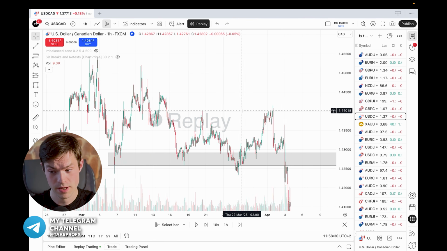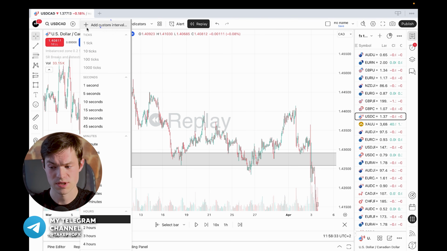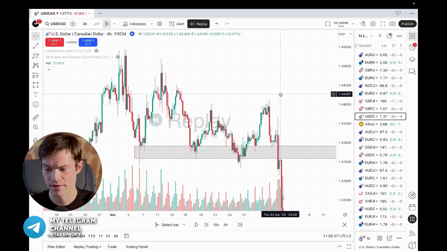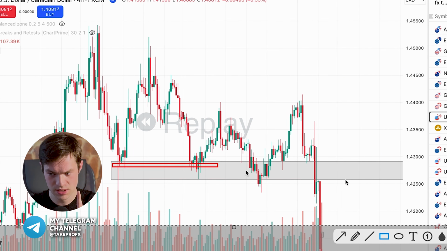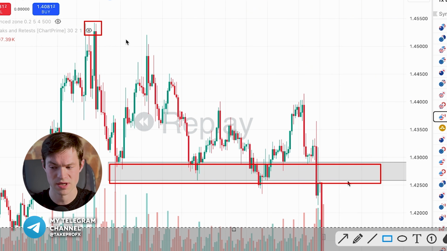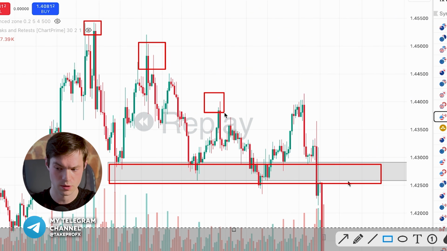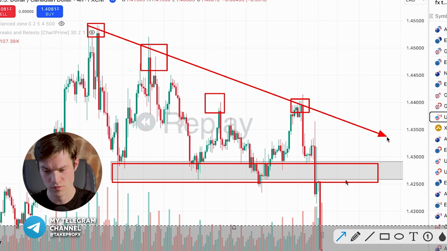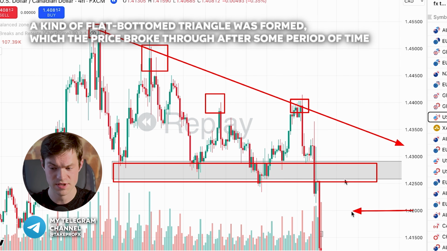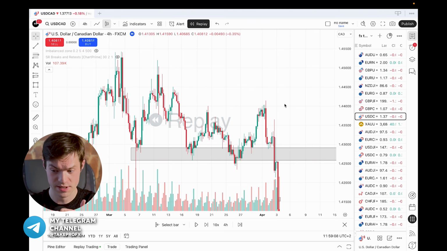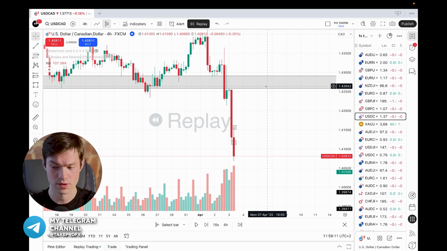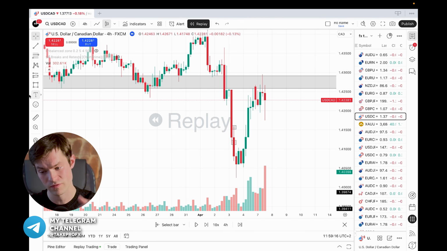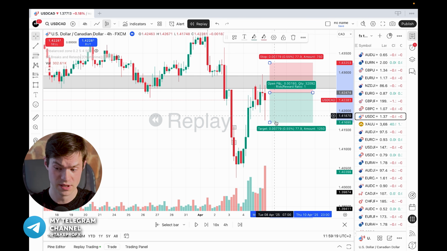But in fact, the breakout of this level could have been noticed quite a long time ago, because the movement itself was initially preparing for a breakout. Please note that in addition to the support level, we also have factors such as a constant gradual decline in the high of our chart. A kind of flat bottom triangle was formed, which the price broke through after some period of time. This is one of the technical analysis patterns. It could have been easily traded, or at least we could have waited for some kind of retest and open positions for a decline from there.